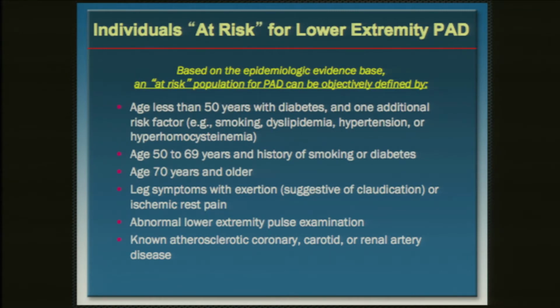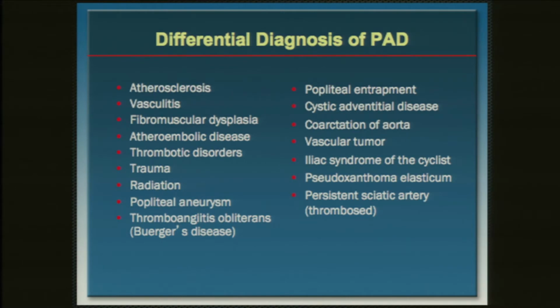Anybody with leg symptoms with exertion, such as claudication or ischemic rest pain, or an abnormal lower extremity pulse exam, and the most important, known atherosclerotic coronary, carotid, or renal artery disease. Once you have atherosclerosis, you most likely will have it in your legs as well. There are varieties of differential diagnosis. Let me skip through that.